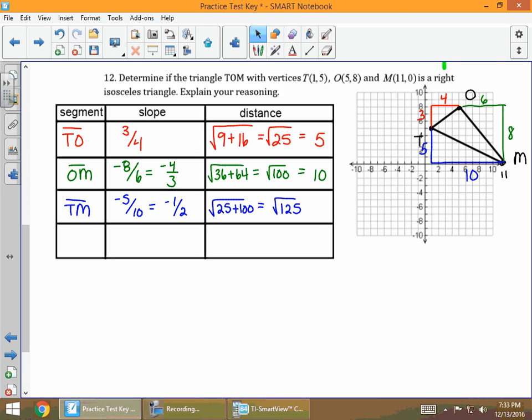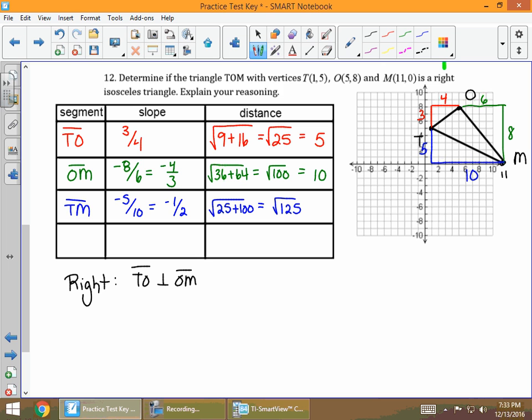So the question is, is this a right isosceles? Well, in order to be right, I have to have two slopes that are opposite reciprocals. So the slope of TO is positive 3 over 4, and the slope of OM is negative 4 over 3. These two are opposite reciprocals. So TO is perpendicular to OM. So yes, it is a right triangle.